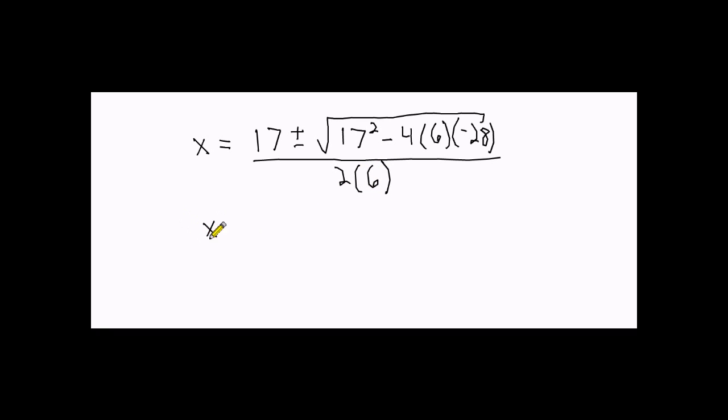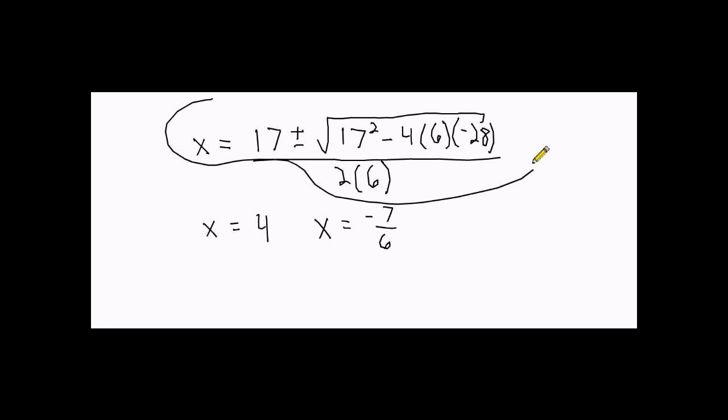And if you simplify it down, I think you should end up with x equals 4 or x equals negative 7/6. Okay. But really, if you don't have a calculator, this is perfectly fine by me. You don't need to go that far. Okay. Number 4, square root.